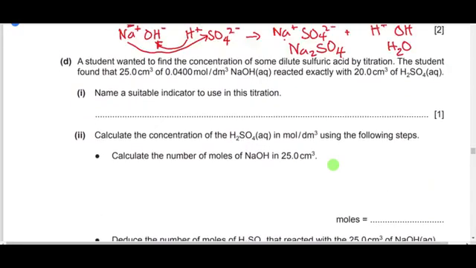The next question says, a student wanted to find the concentration of some dilute sulfuric acid by titration. The student found that 25 cm³ of 0.0400 mole per dm cube aqueous sodium hydroxide reacted exactly with 20.0 cm³ of aqueous sulfuric acid. Name a suitable indicator to use in this titration.